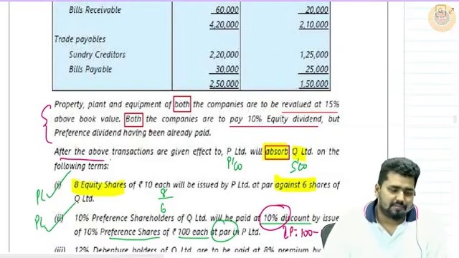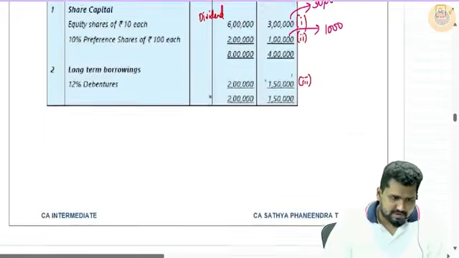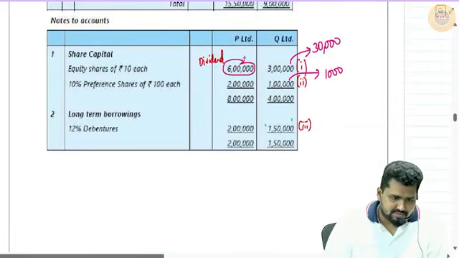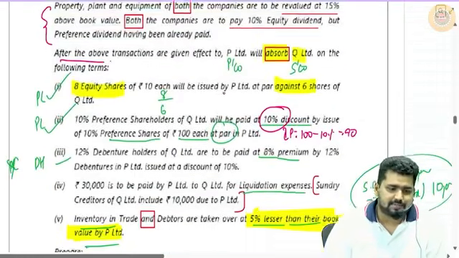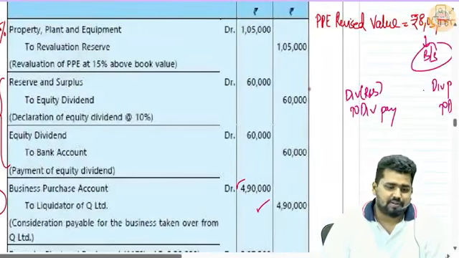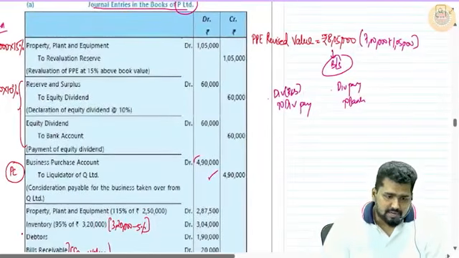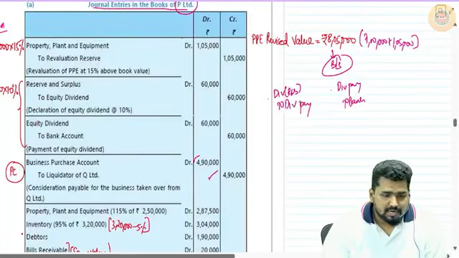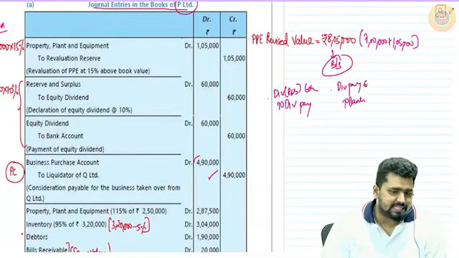Clear? For P Limited, the purchasing company, what is the share capital we are having? 6 lakhs. So we are going to pay dividend. At what rate as per the question? 10%. So 6 lakh into 10%, how much? 60,000. Therefore the entry will be dividend account (in brackets, reserves and surplus account) debit to dividend payable 60,000, and dividend payable to bank 60,000.